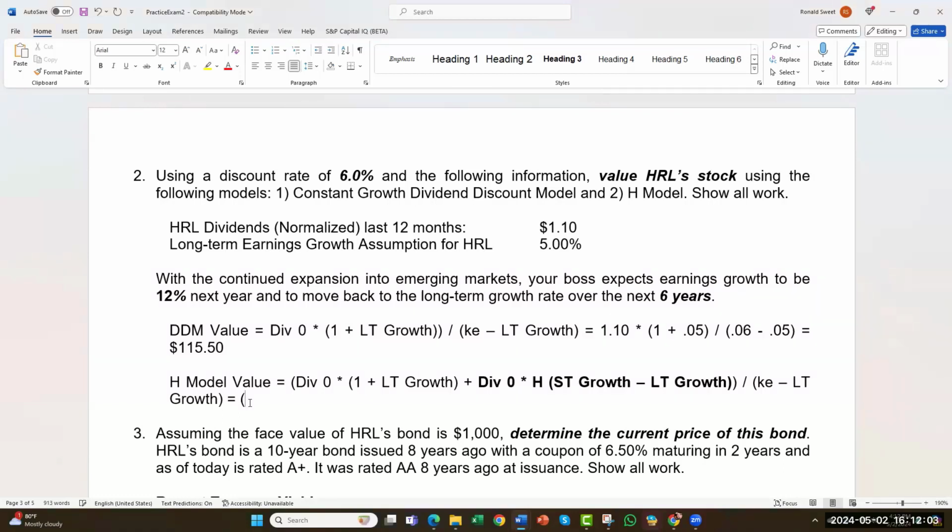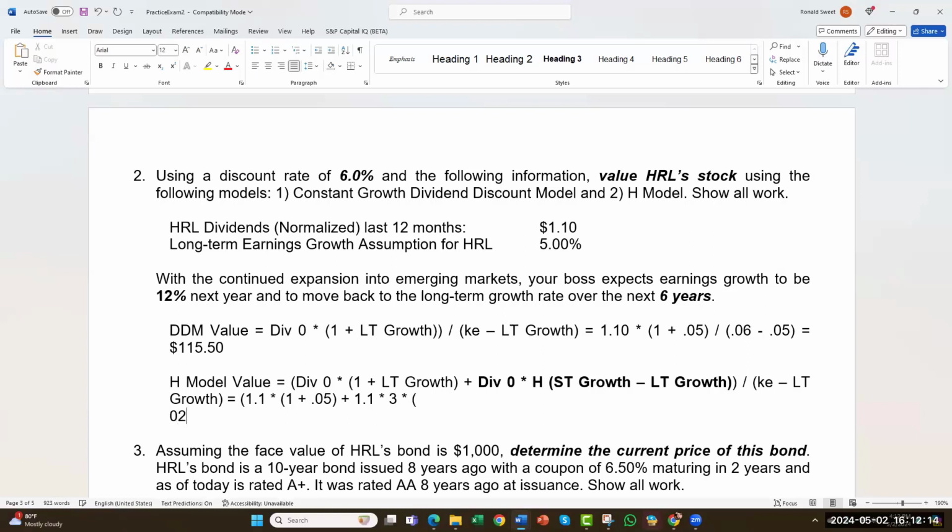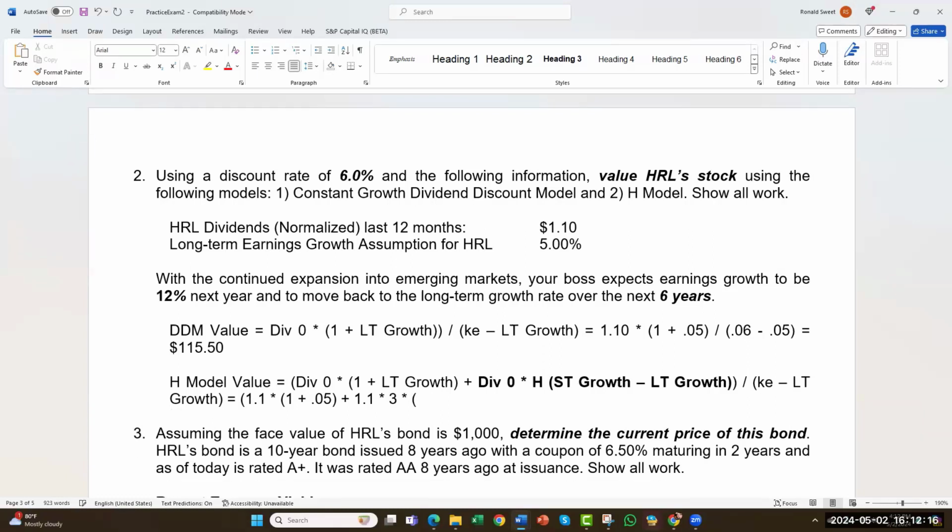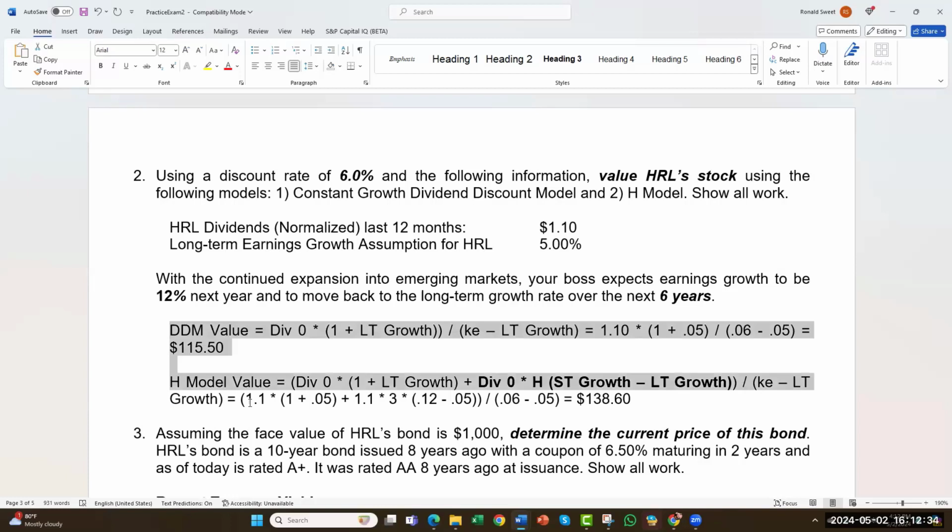So here we've got dividend 0, 1.1 times 1 plus 0.05, plus 1.1 times 3 times 0.12, sorry, minus 0.05, divided by 0.06 minus 0.05. When you do that, you should get 138.60. All right. Hopefully that makes sense.